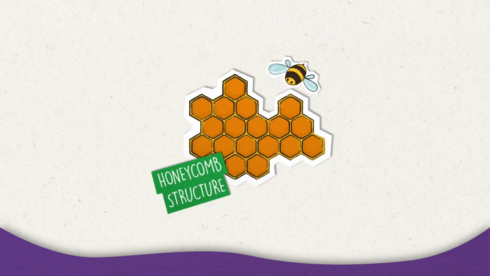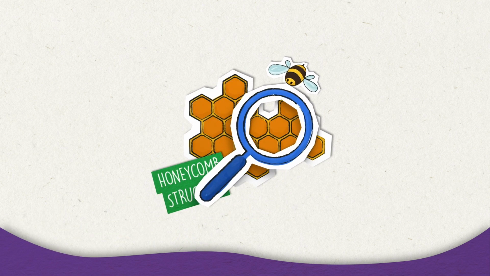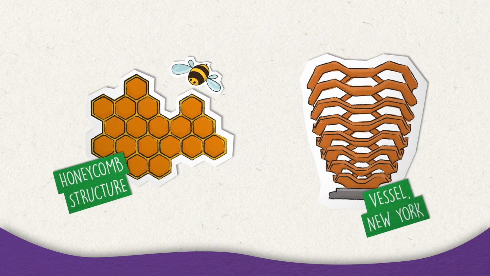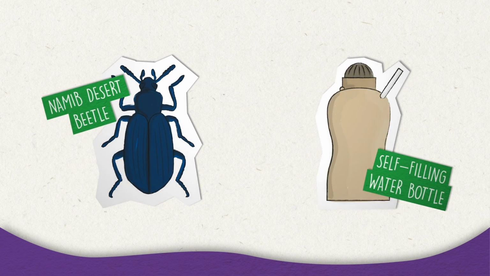Imitating nature is a great way to solve problems. How could studying bees help humans build stronger structures? How do desert creatures store water, and could people use this to solve water shortages during droughts?